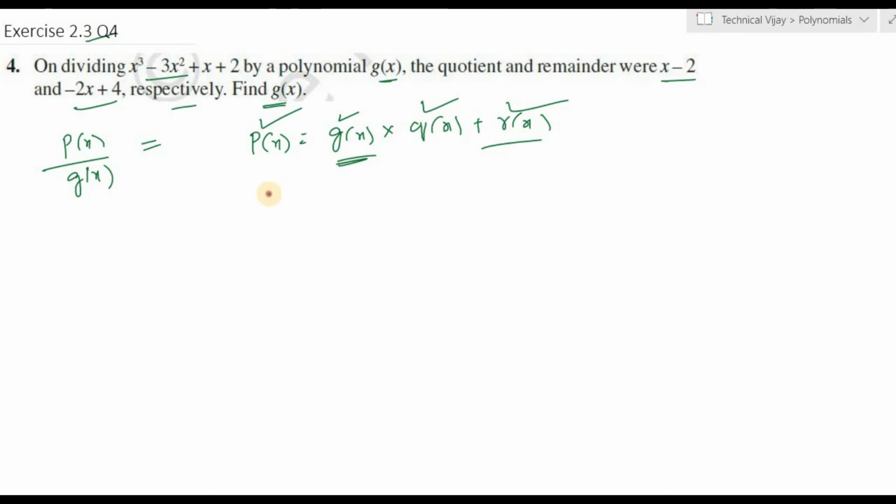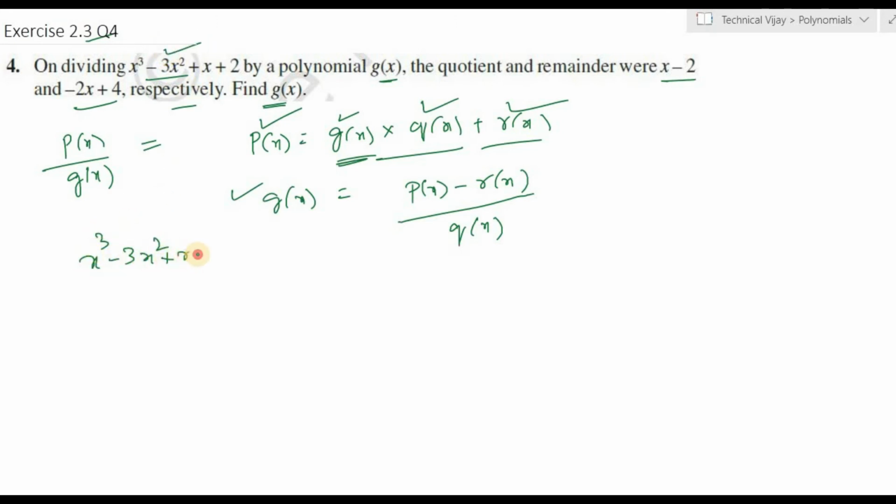Okay, so g of x is equal to, what we have to do? p of x minus r of x first. Okay, then divide by q of x. So in this way we can do. First p of x, this one, x cube minus 3x square plus x plus 2, and we have to subtract this remainder. This is quotient and this is remainder. So subtract this one, minus 2x plus 4.